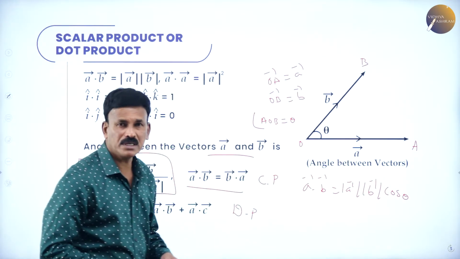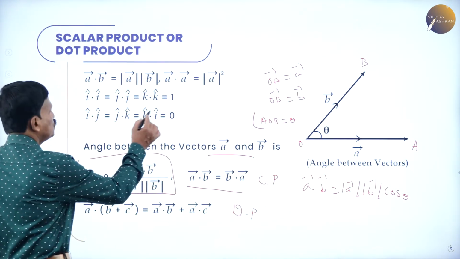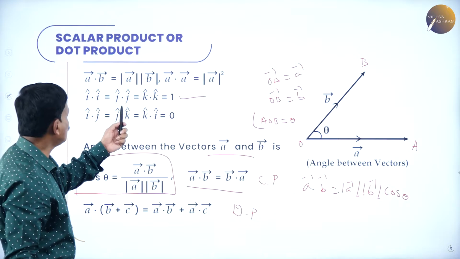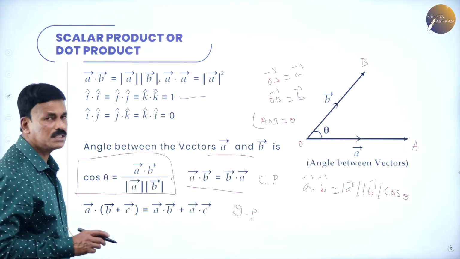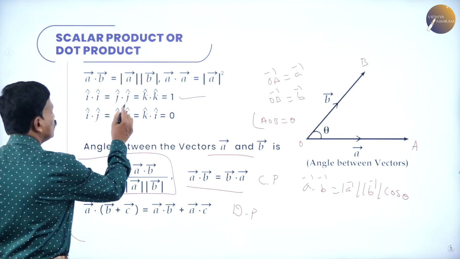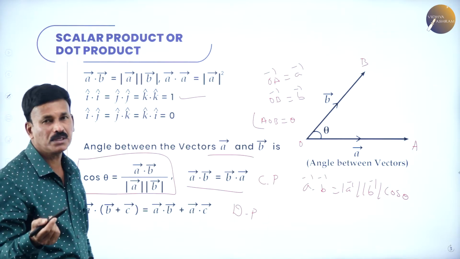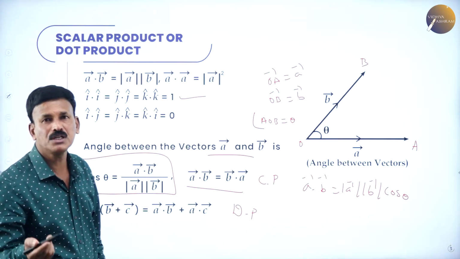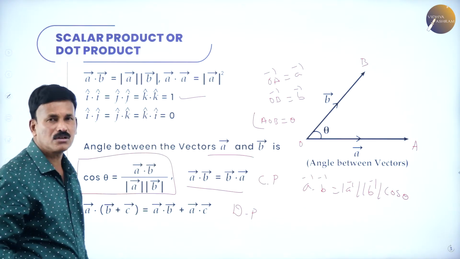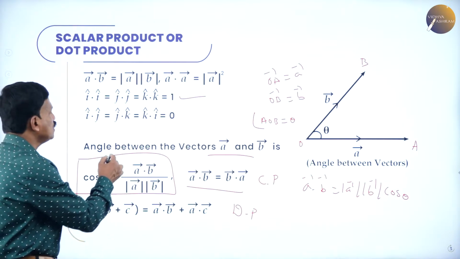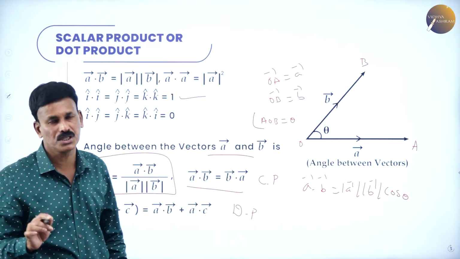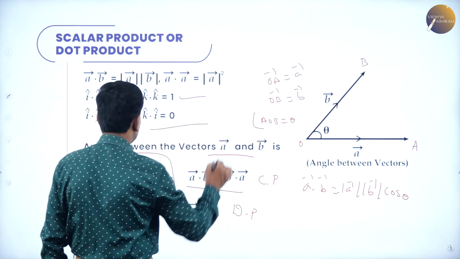Hence, for mutually perpendicular unit vectors I, J and K, I dot I is equal to J dot J, which is also equal to K dot K is equal to 1. Similarly, I dot J, J dot K, K dot J and K dot I are equal to 0. This is in case of mutually perpendicular vectors.